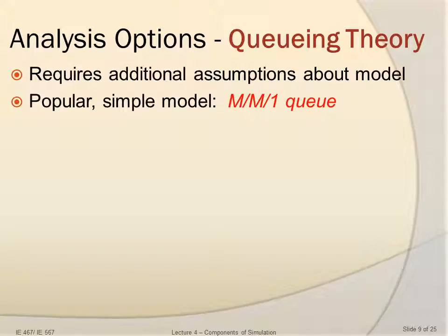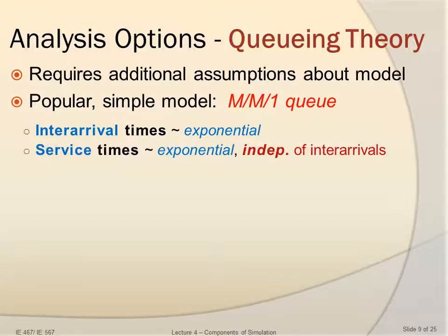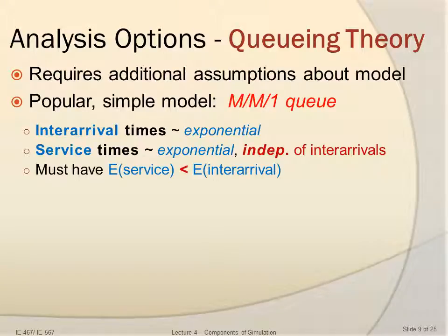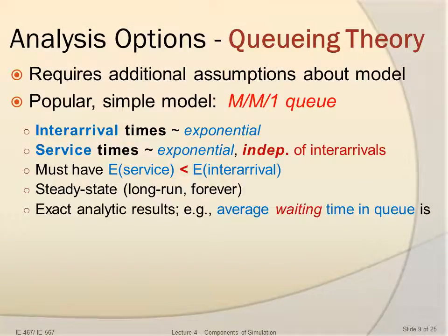The popular and simple model is M/M/1 queue. Interarrival times in this model are exponential, and service times are also exponential and independent of interarrivals. In this situation, we must have the expected service time less than expected interarrival time. And in that case, we would have steady state, long run, forever analysis that we could do.